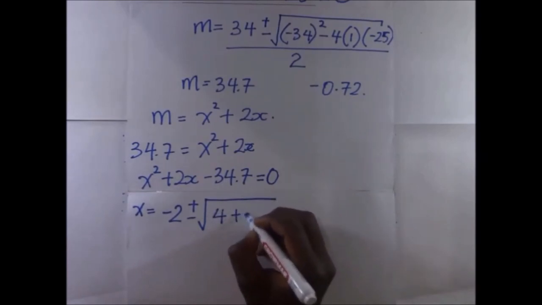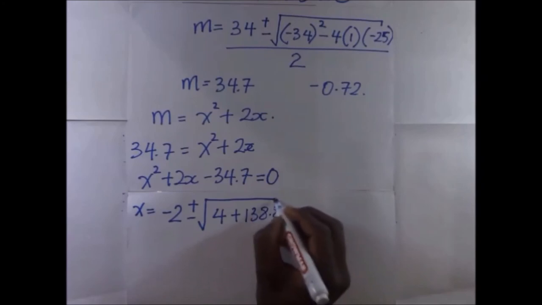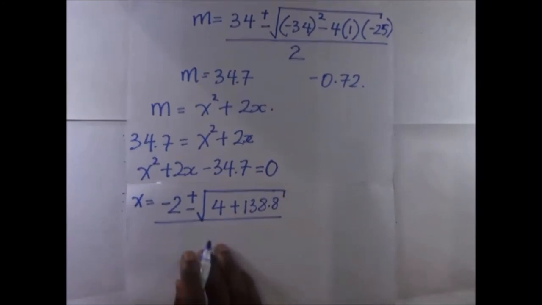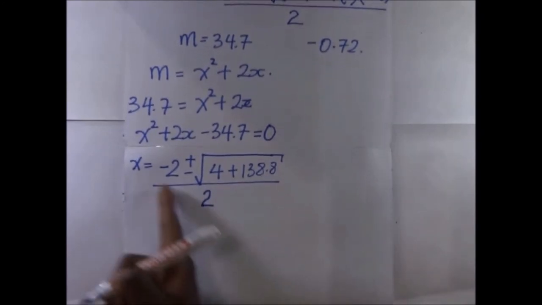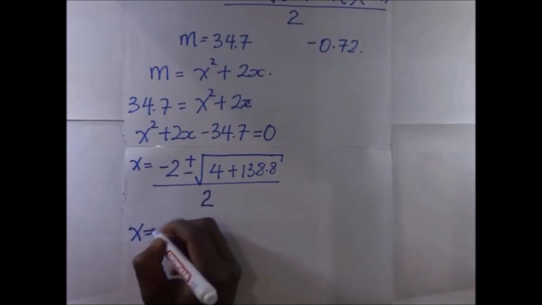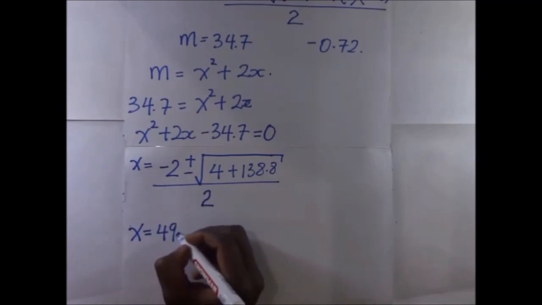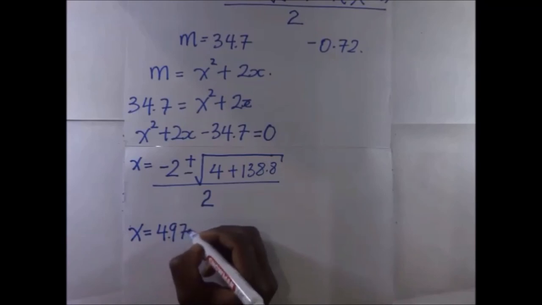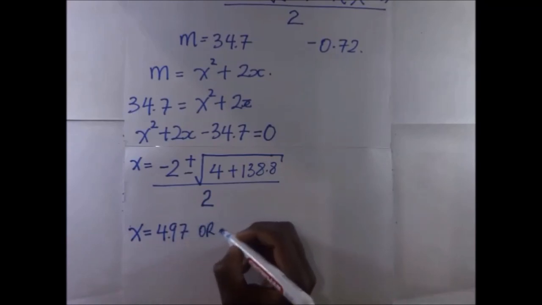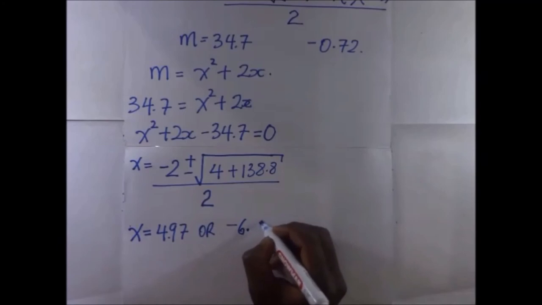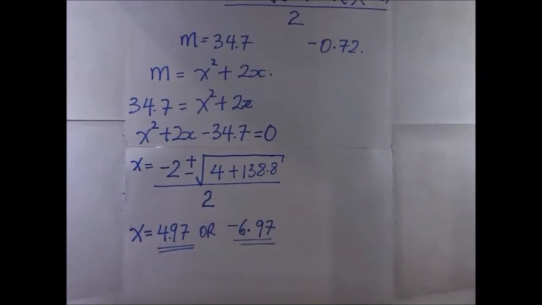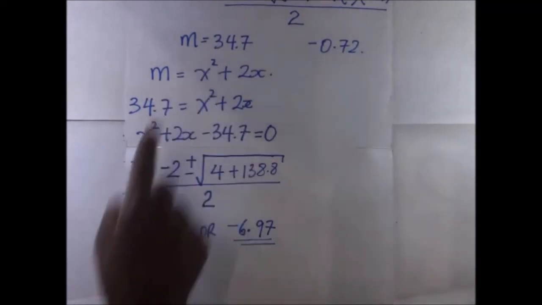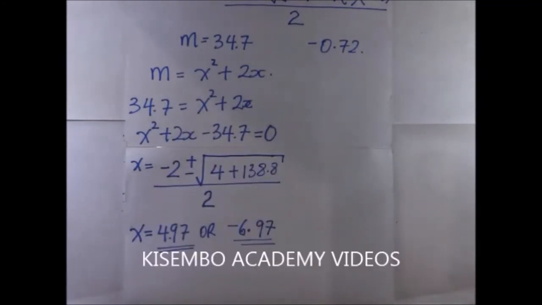So our answer here, we shall get 4 plus 138.8 over 2. So our value of x here, x is either going to be 4.97, or it's going to be negative 6.97. So those are the values of x for when m is 34.7. Now what if m is negative 0.72? What are our values of x?